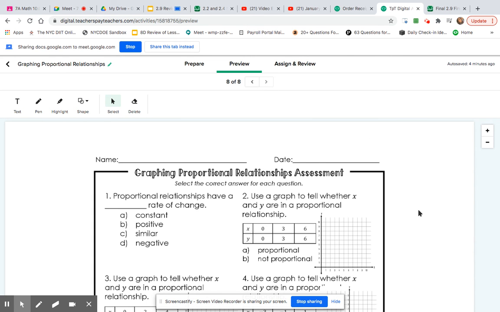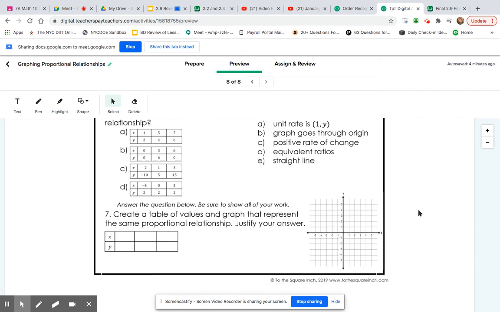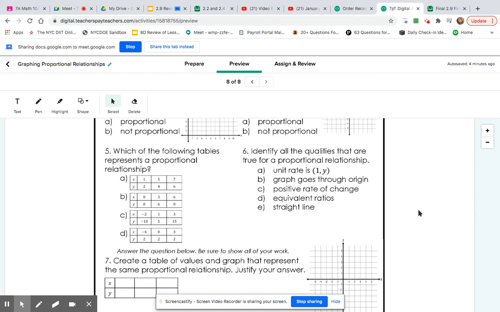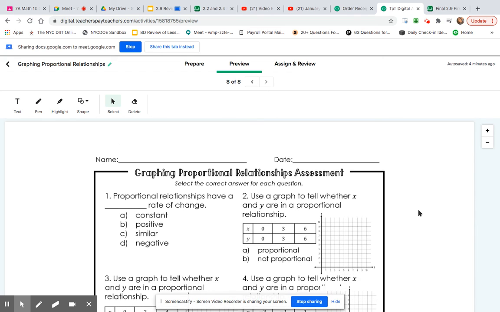Okay, and the same thing, the last slide is this assessment. Okay, so we will review this in class on Wednesday during eighth period.